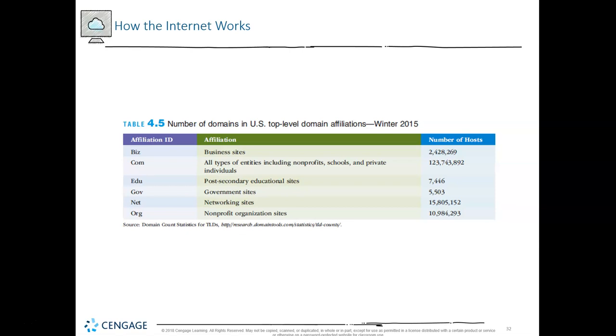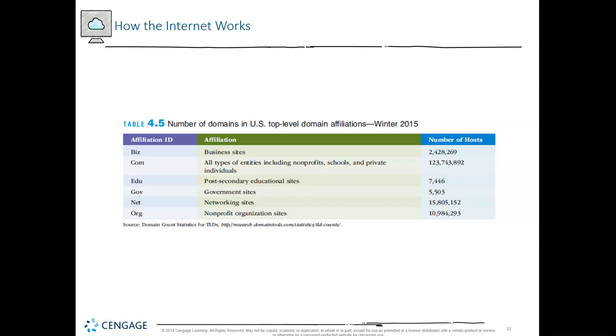There are thousands and thousands and probably millions of com domains. That's for commercial. Originally, it was meant to be commercial. It says all types of entities, including nonprofit, schools, and private individuals, but originally it meant commercial. That's what it stands for. So it was originally supposed to be business. Biz came later, actually. Edu, U.S. universities.